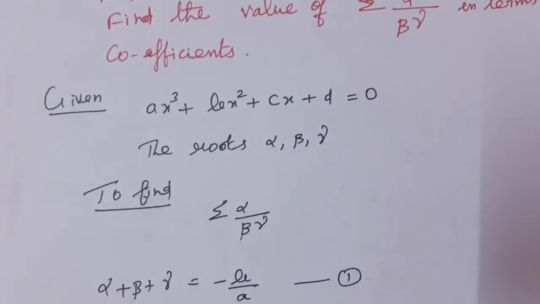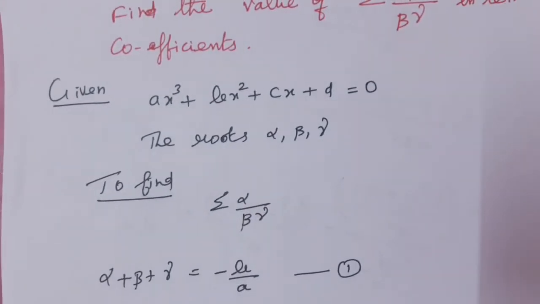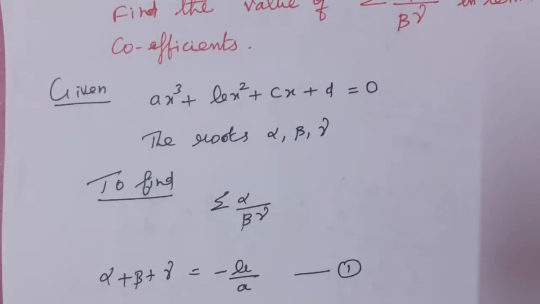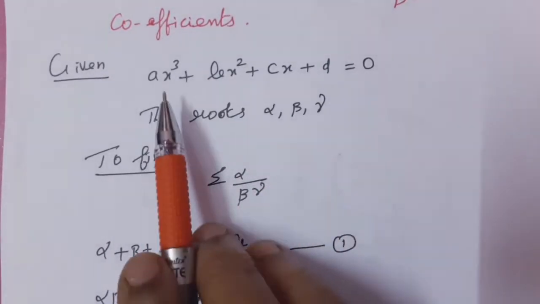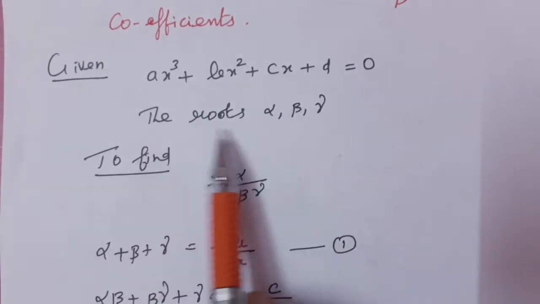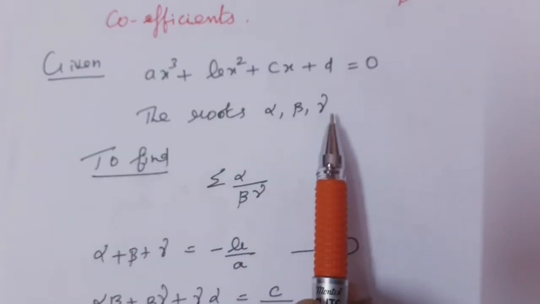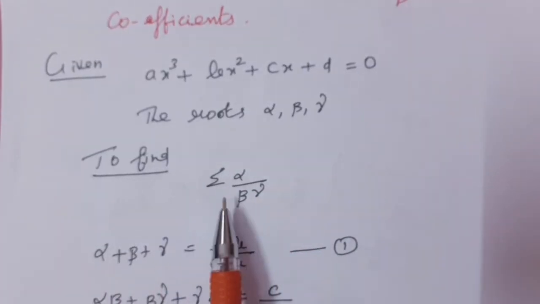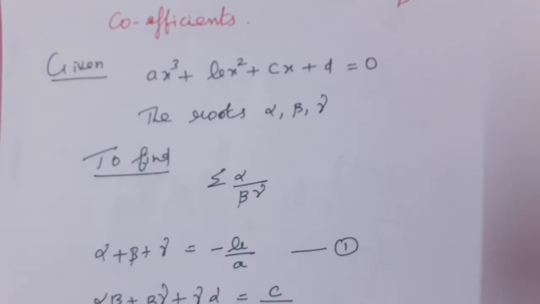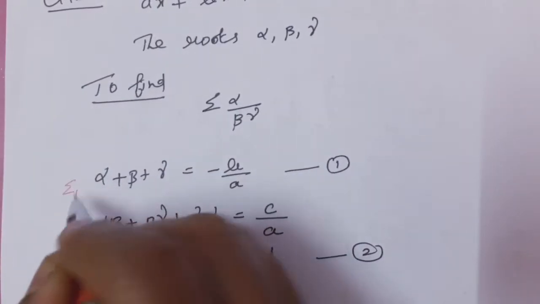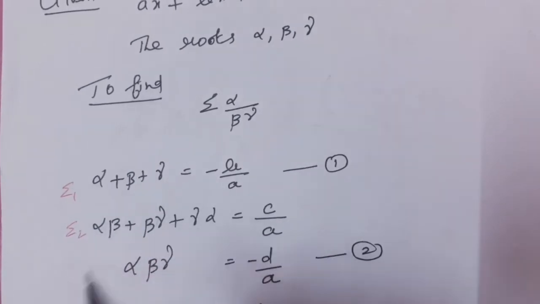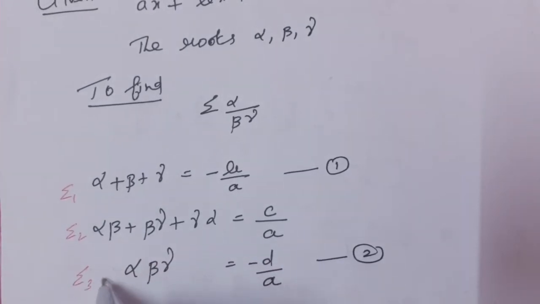What is the given equation? The given equation is ax cube plus bx square plus cx plus d equal to 0. This is a cubic equation. Therefore, we take the roots as alpha, beta, gamma. To find summation of alpha by beta gamma, from this equation, as I already told you, alpha plus beta plus gamma is summation of 1, this is summation of 2, and this is summation of 3.